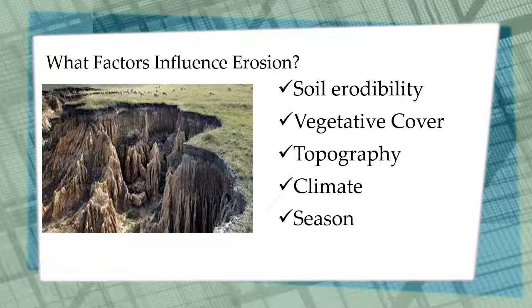Topography is an obvious one. The flatter and the shorter the slope is, the less likely it is to see significant erosion, whereas longer, steeper ones are much more vulnerable. Climate determines how much precipitation a project site will see. Areas with high annual rainfall are much more susceptible to erosion than arid regions. And finally, season. Regardless of where your project is, constructing it during winter months will definitely impact how much erosion you will need to account for during your project.